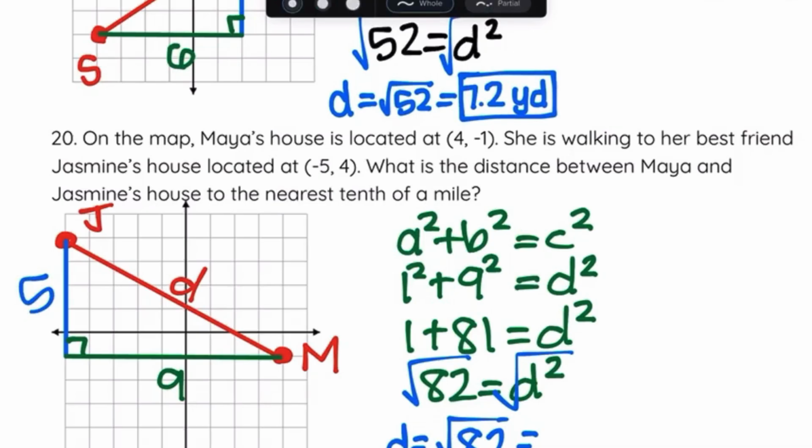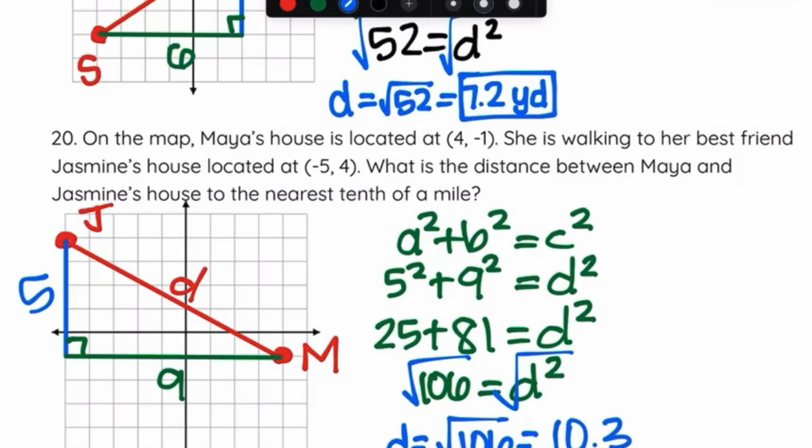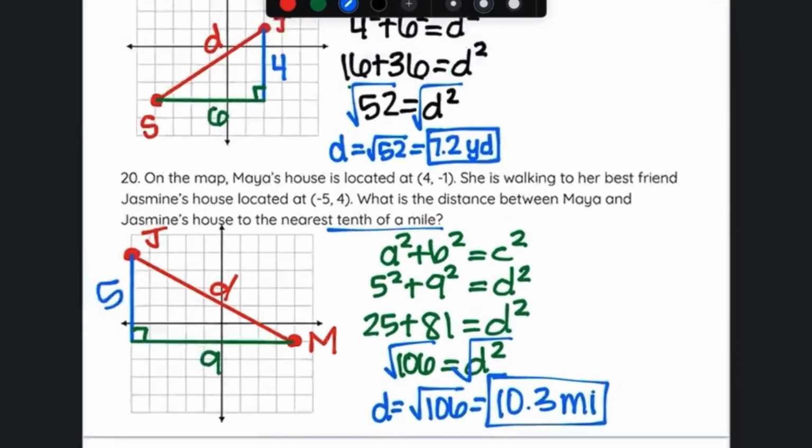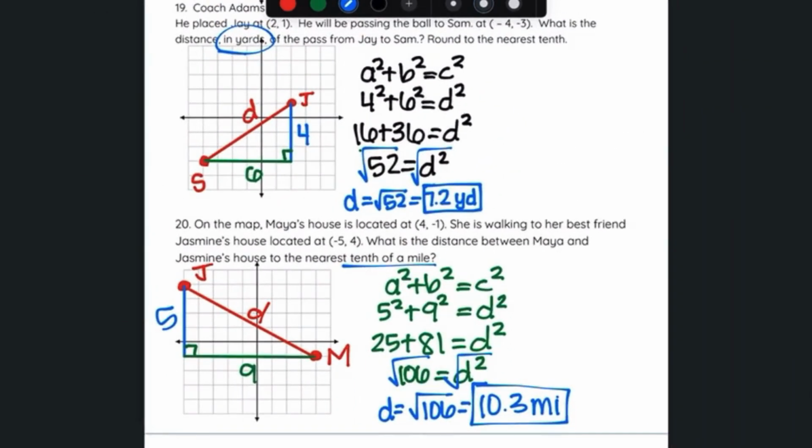Well, good thing that everybody makes mistakes. And I caught it before I had finished my problem, which makes me happy. So 25 and 81 make 106. And so when I take the square root of 106, I get 10.3, and we know it says to the nearest tenth of a mile, so my answer is in miles. Okay? If you have any questions, again, with these, you're just plotting points, connecting them, and drawing your triangle.